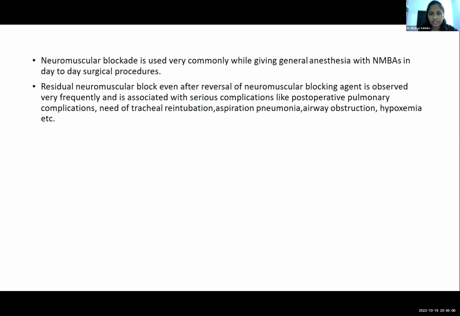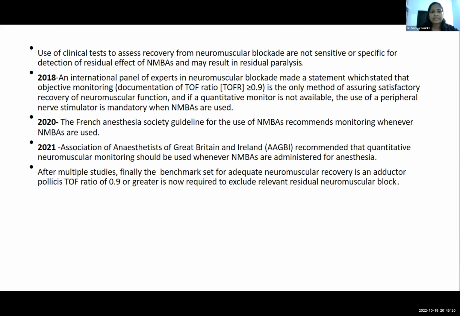Residual block after reversal of neuromuscular blocking agent is observed very frequently and is associated with serious complications like postoperative pulmonary complication, need of tracheal reintubation, aspiration pneumonia, airway obstruction, hypoxemia, etc. Clinical tests to assess recovery of neuromuscular blockade are not sensitive or specific for detection of residual effect of neuromuscular blocking agents and may result in residual paralysis. These clinical tests are like lifting of head for more than 5 seconds, hand grip, adequate tidal volume delivery. These are the clinical tests, but they are not effective in diagnosing the residual paralysis.